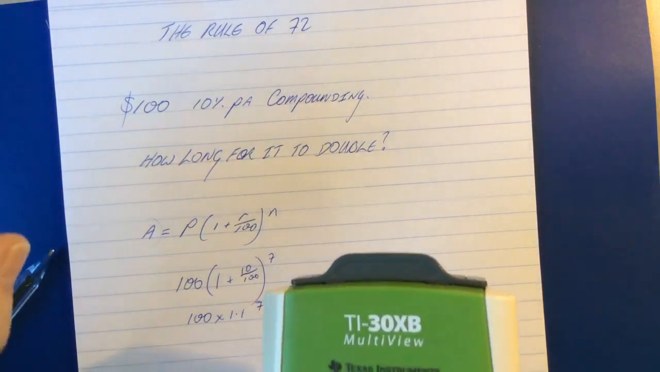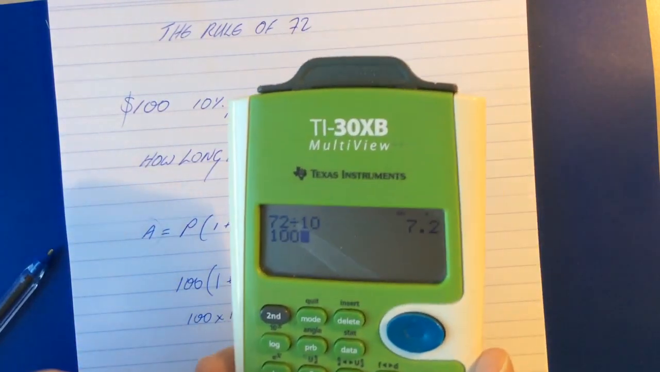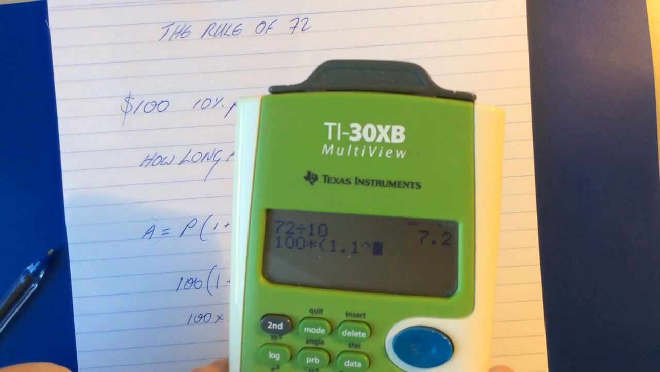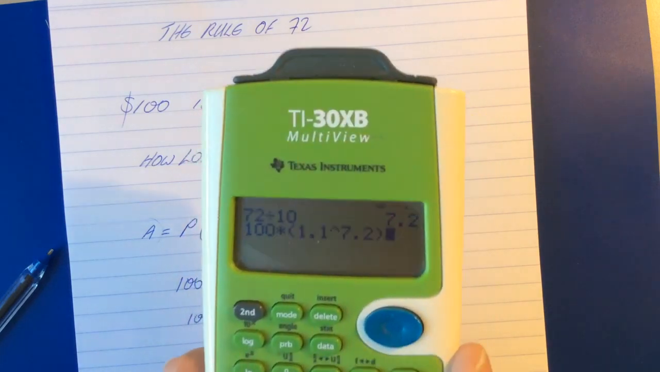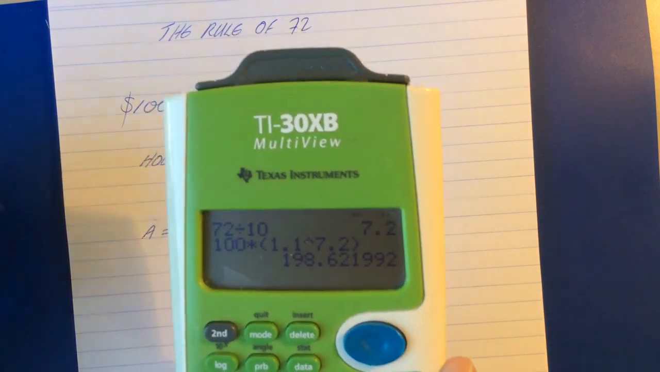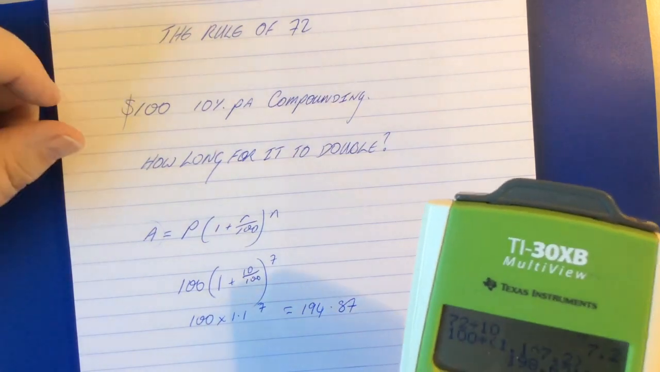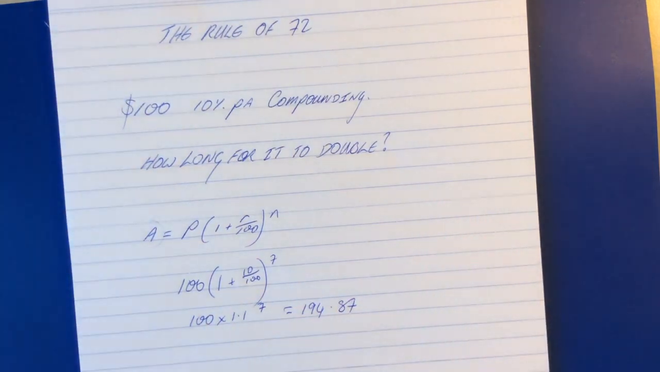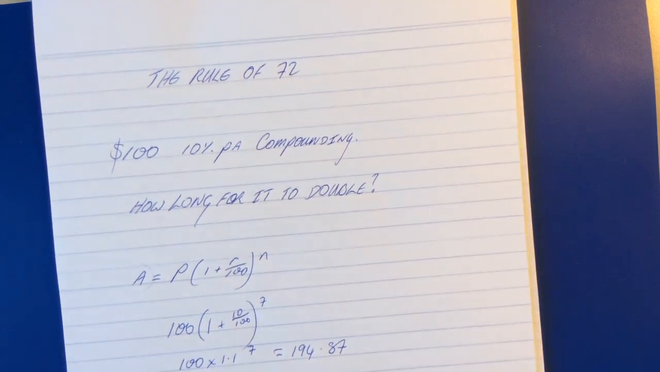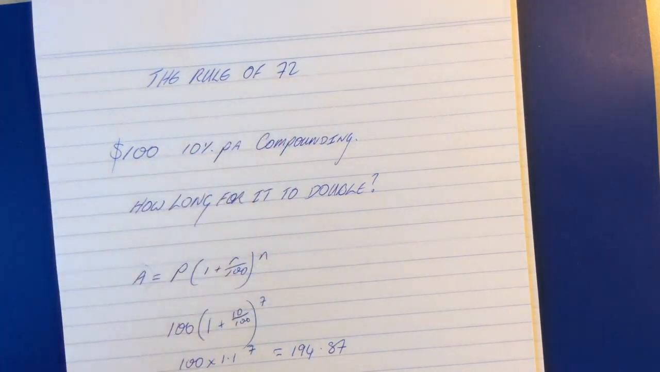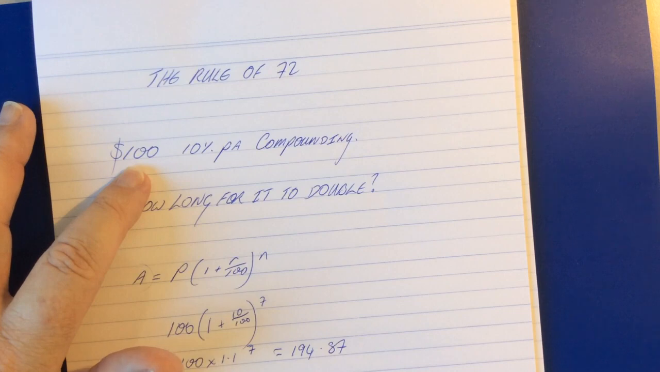So let's try that. 100 times 1.1 to the power of 7.2, and let's see what we get. We're getting really close. And for an approximation, that is not bad. Okay, so that is the rule of 72 in action. What you do is you divide your interest rate into that number, and it will tell you how many years or how many compounding periods it will take for your original sum to double.